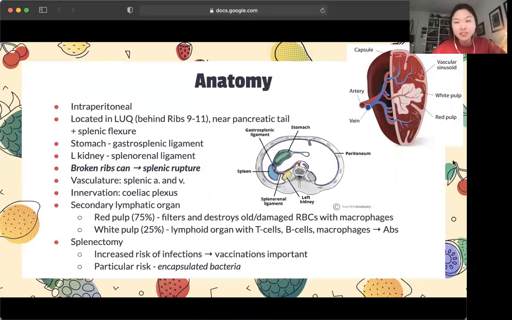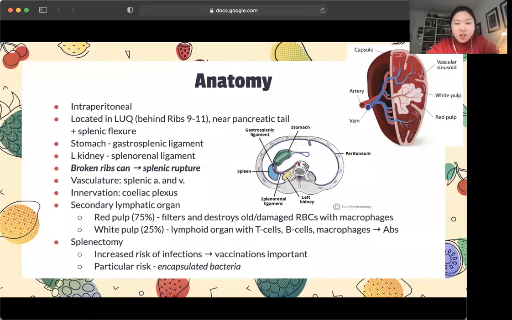It's an intraperitoneal organ. It's located in the left upper quadrant behind ribs 9 to 11 near the pancreatic tail. Anyway, basically, main thing to know is that if you have broken ribs, especially like the lower ones, you can lead to a splenic rupture.